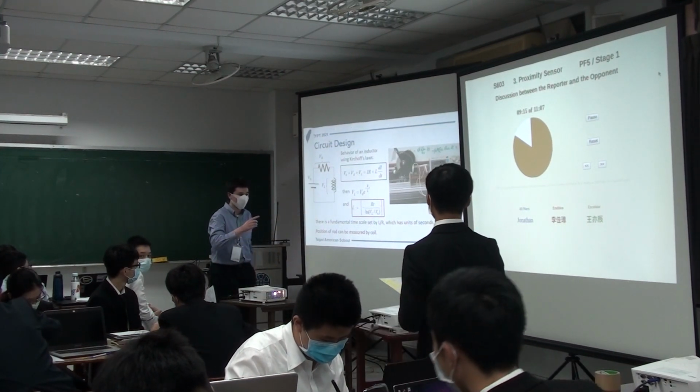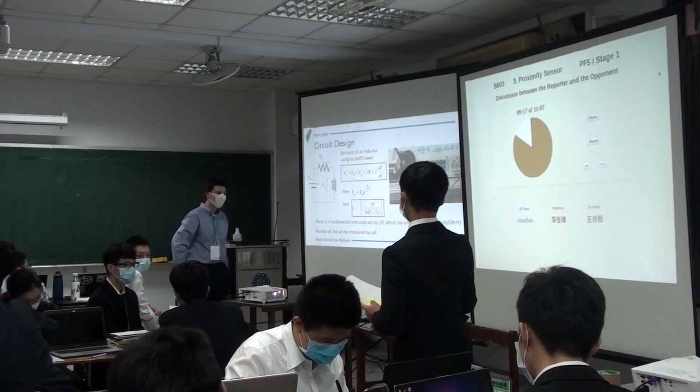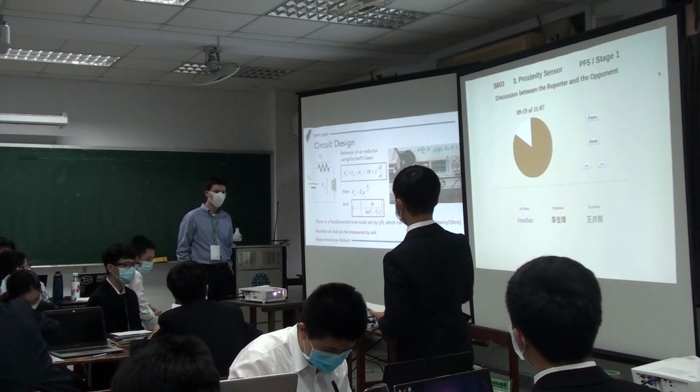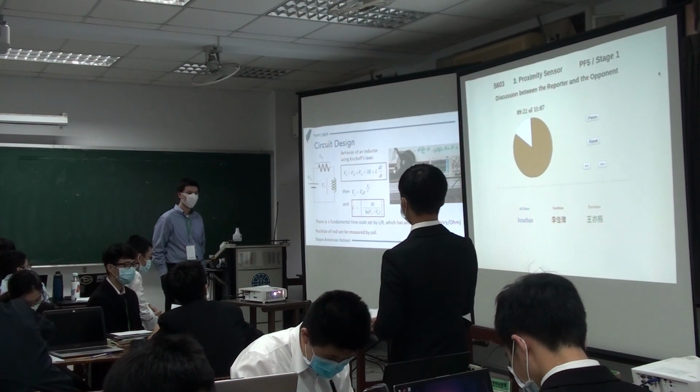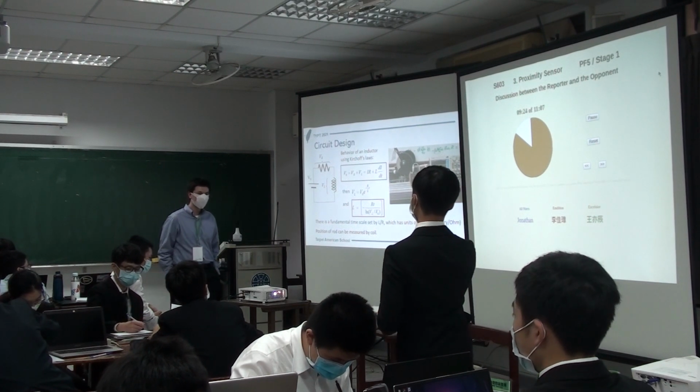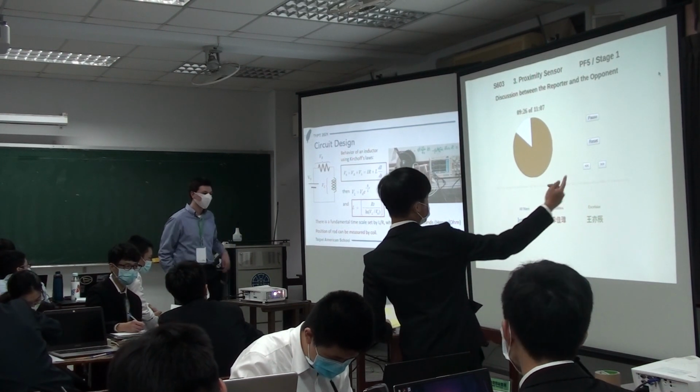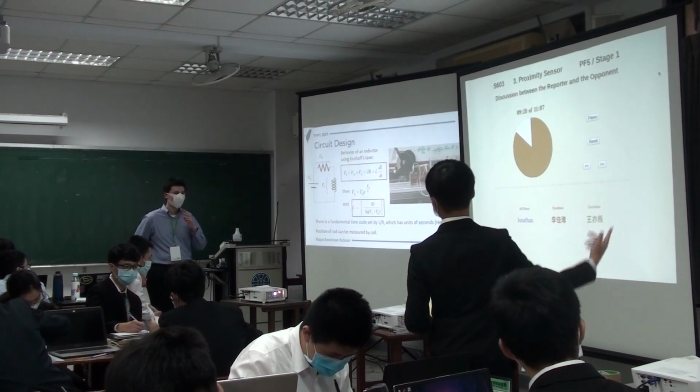But I think the magnetic flux will be changed because your object was moving. So the magnetic flux will be changed, so your data was not accurate. It peaked off when the object was moving.